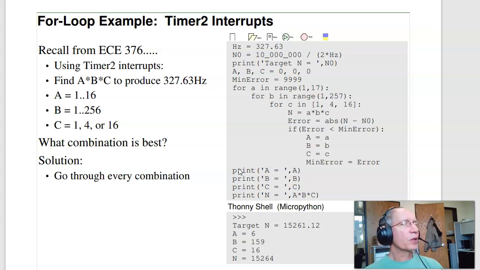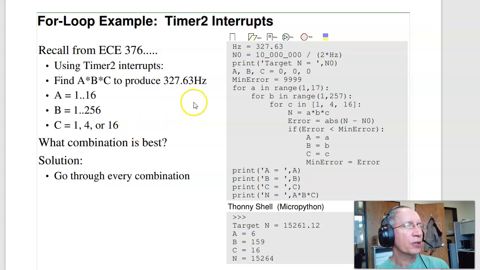One of the uses of for loops. With for loops, I can do exhaustive searches. So if you recall back from 376, that's the prerequisite for this class. Again, you really don't have to have it, but one of the problems we had in 376 was setting up a timer to interrupt. If I want to produce a frequency like 327 Hertz, I need to come up with A times B times C, which is close to this frequency. The target that I'm looking for is 10 million divided by 2 times Hertz. Find A, B, and C that's close to that, subject to the constraint that A is 1 to 316, B is 1 through 256, and C is 1, 4, 16. So what combination is best? Well, I can do that in Python. That'd be nested for loops.